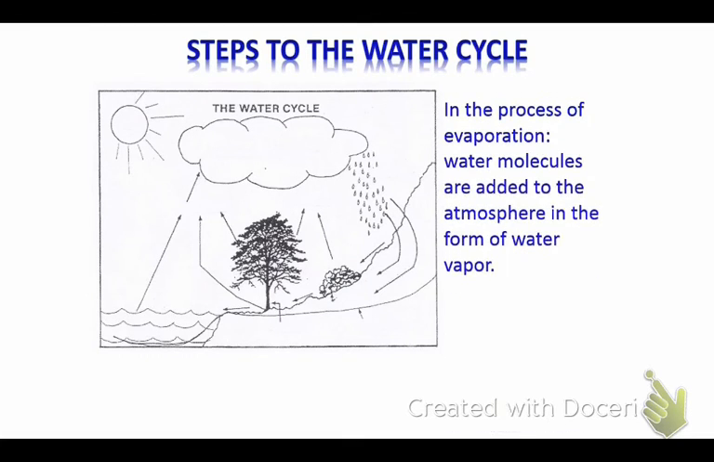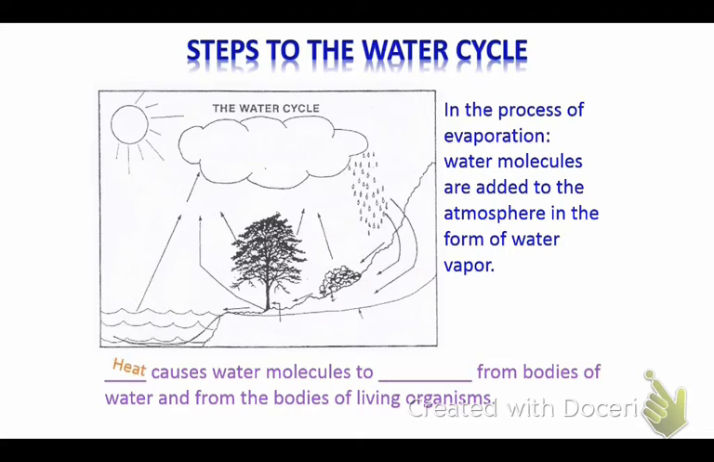In the process of evaporation, water molecules are added to the atmosphere in the form of water vapor, right? It's a hot day. You spill soda out in Tealandia on the blacktop. Eventually, it dries up because the water turns into water vapor and goes into the air, right? So heat causes water molecules to evaporate from bodies of water and from the bodies of living organisms. So you want to label your paper, sun, here's the lake, and there is evaporation happening from the lake and other things that is causing water to go up into the sky.